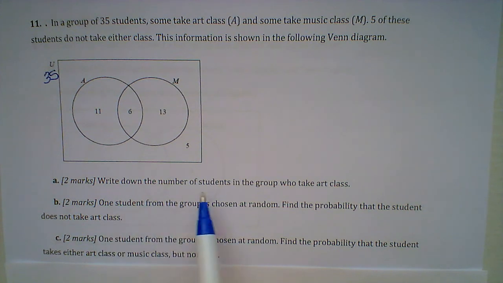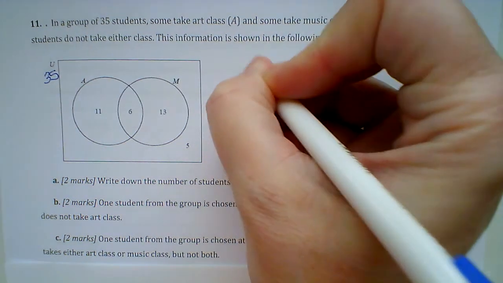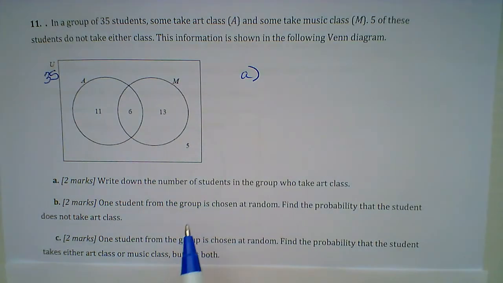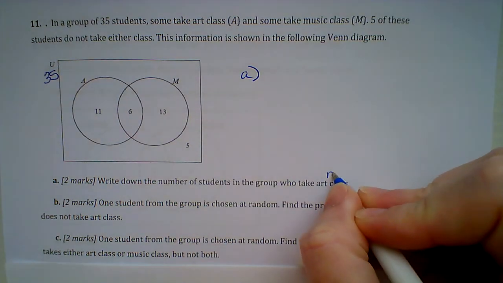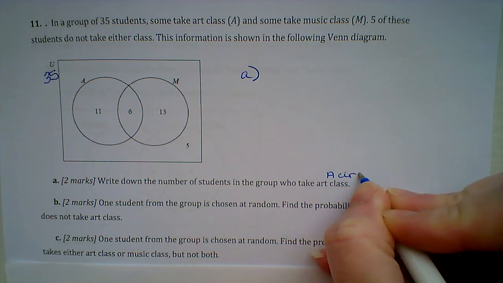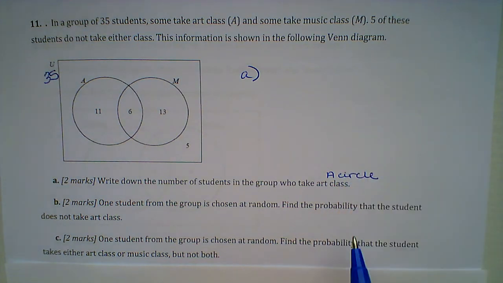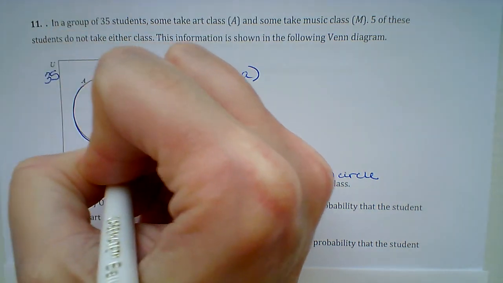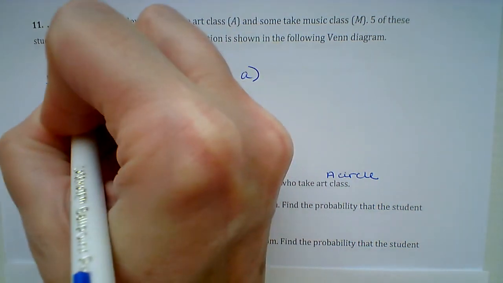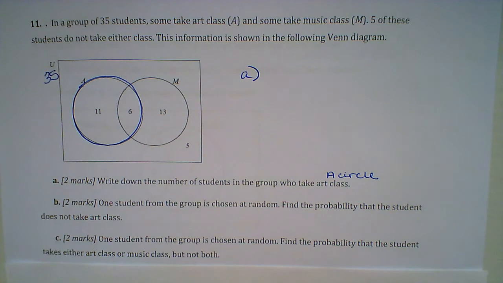Write down the number of students in the group who take art. Okay. So I want to know how many students take art. Well, remember art, this is my A circle. So how many people are in my A circle or my art circle? Remember, that's the whole circle, all of the circle for art. So how many people are in that circle?